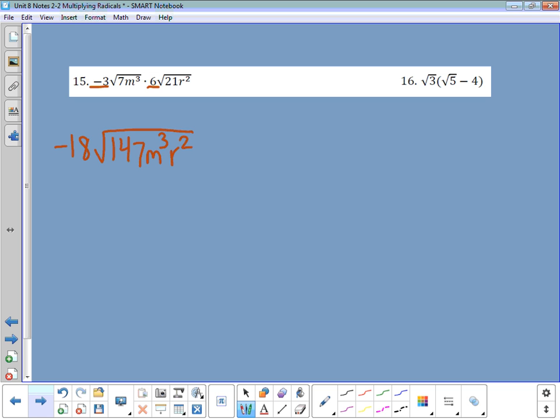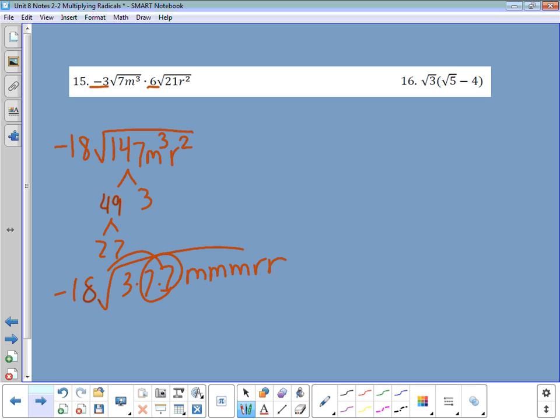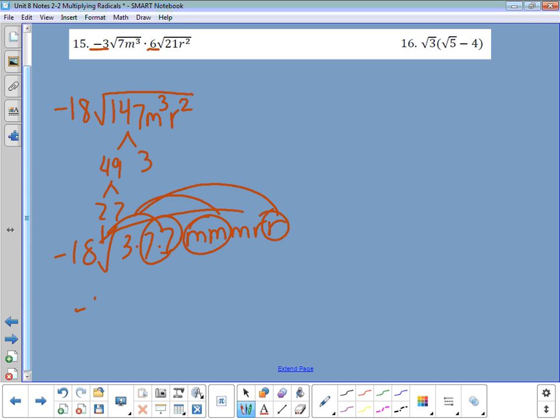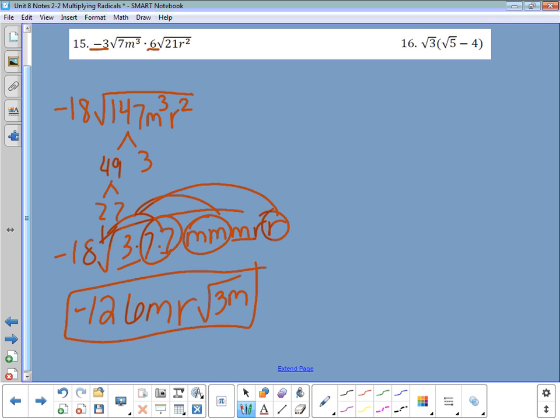All right, and the reason for that is that they aren't like bases, so we can't add the exponents. So taking a look at 147, that's going to break down to 49 and 3 and 7 and 7. So if we write that out, we have 3 times 7 times 7, and then we have 3 m's and 2 r's. So we're going to go ahead and find pairs, and we're going to pull them out. So ultimately on the outside, we're going to have negative 18 times 7, and that's going to give us a negative 126. We have a pair of m's and we have a pair of r's. So left underneath the radical, we have a 3 and an m. So this right here is our final answer for that one.